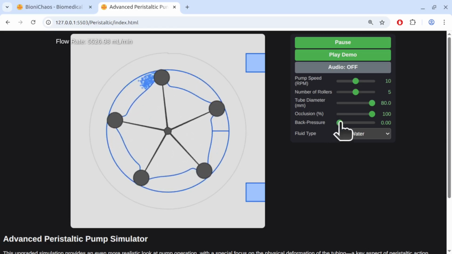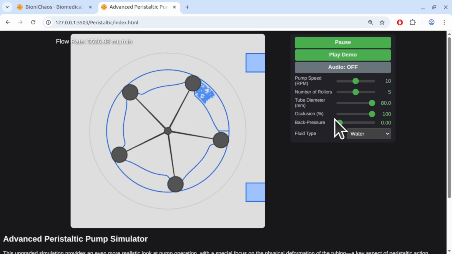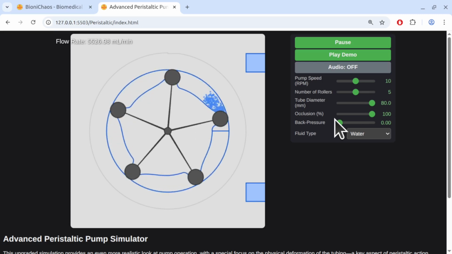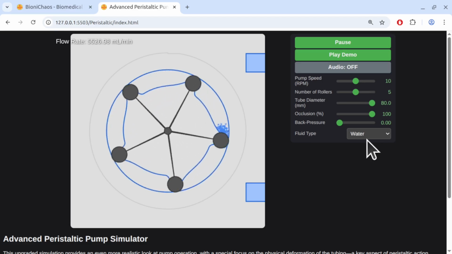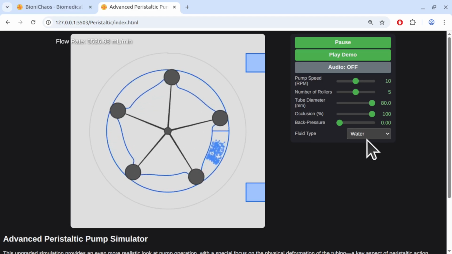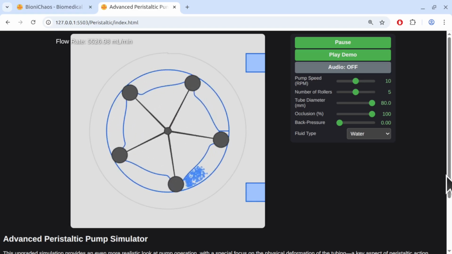And that will cause wearing out, would it? Given the rollers appear very close to the tube, causing significant compression, it is plausible that this could lead to increased wear and tear on the tube over time. Excessive or continuous high occlusion can put stress on the tube material, potentially shortening its lifespan.